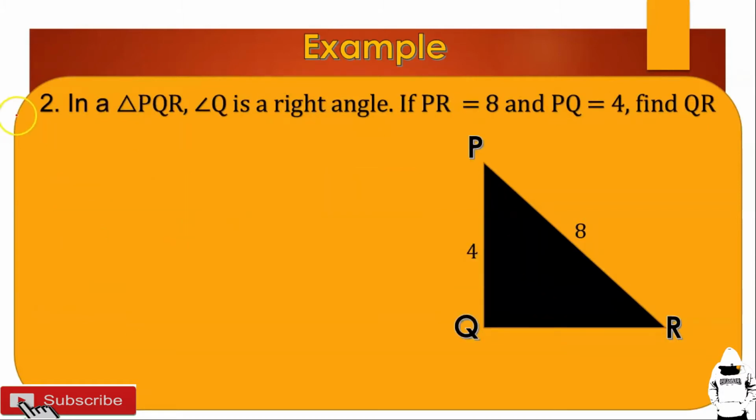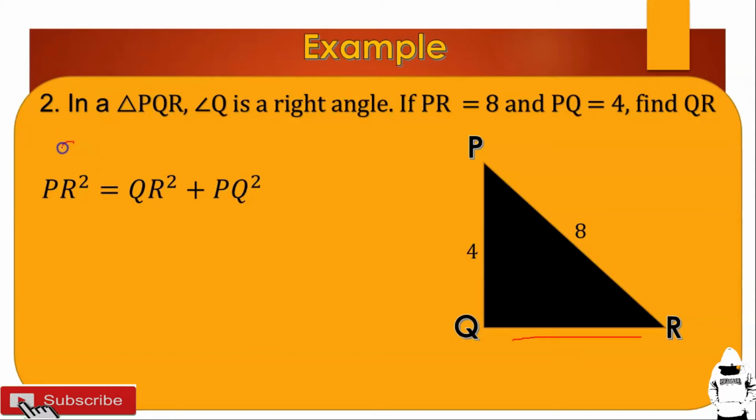Let's have another example. In a triangle PQR, angle Q is a right angle. If PR is 8 and PQ is 4, find QR. So, based from the illustration, we have PQ here, which is 4. PR is 8, and then we are asked to find QR. So, again, we have this formula, PR squared, that is our hypotenuse, is equal to square of QR plus square of PQ.